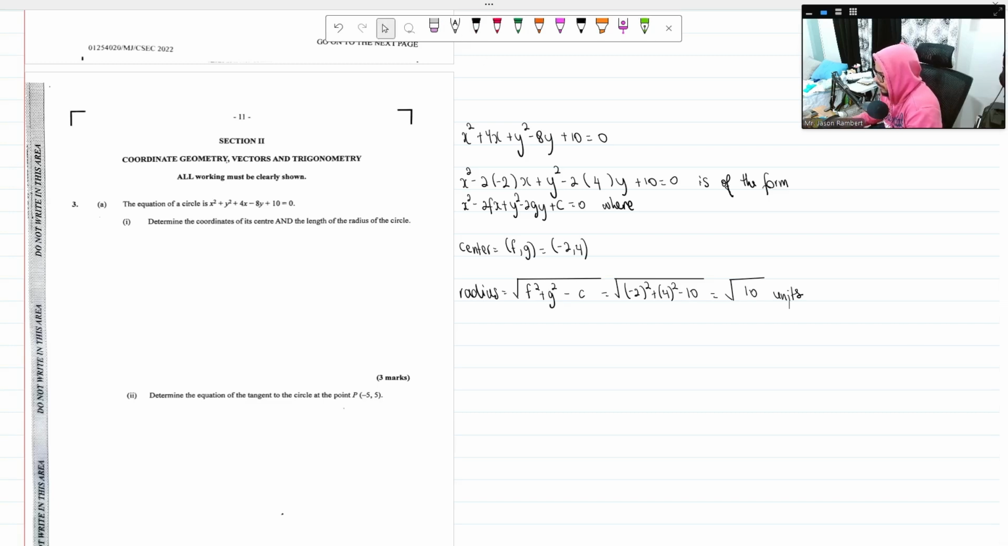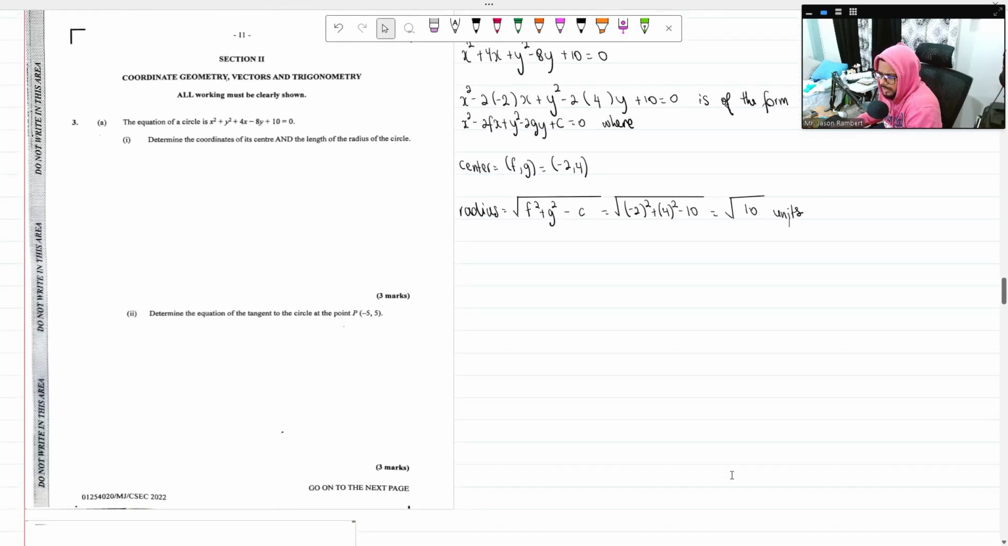Right, not so bad for that one. Next, determine the equation of the tangent to the circle at the point P (minus 5, 5). All right, so a quick sketch could help us out here to see what's going on. So I have a circle, a center. Let me just pretend this is the point P. I know the center is (minus 2, 4). I'm just pretending, it doesn't have to be accurate, right? This here is P, this here is the tangent at P. So I know that our radius and tangent meet at 90 degrees.